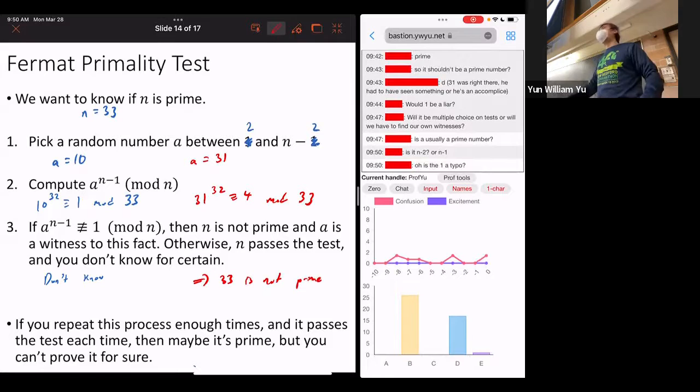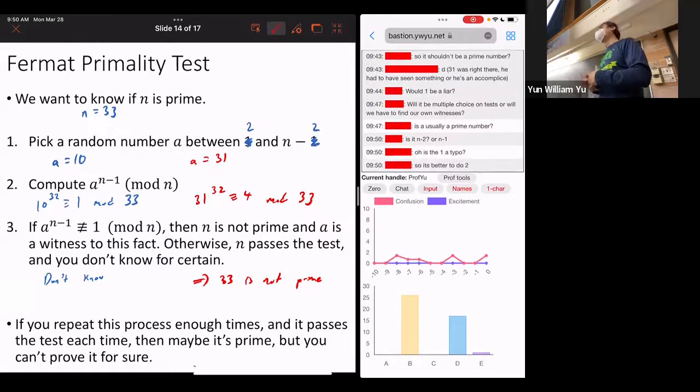No, so it's not a typo. You can choose any number between 1 and n minus 1, but it turns out that there are some numbers that are just bad witnesses. So 1 and n minus 1 are just bad witnesses. They'll often lie. You still can try them, and sometimes they'll work. Well, 1 will never work, but n minus 1 will sometimes work, but usually people ignore those 2 because they just turn out to be not very good witnesses. So it's better to do 2 to n minus 2. Because 1 doesn't give you any information. 1 will always say, oh yeah, I think that number's prime.